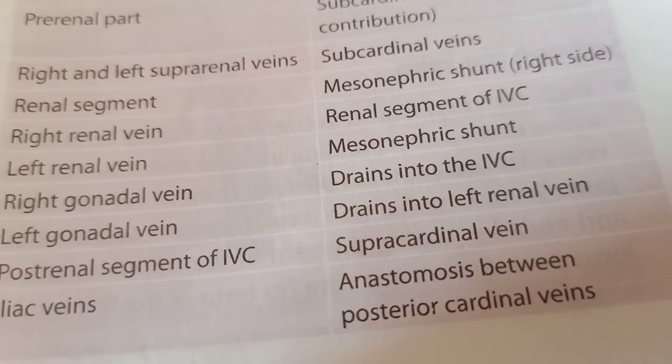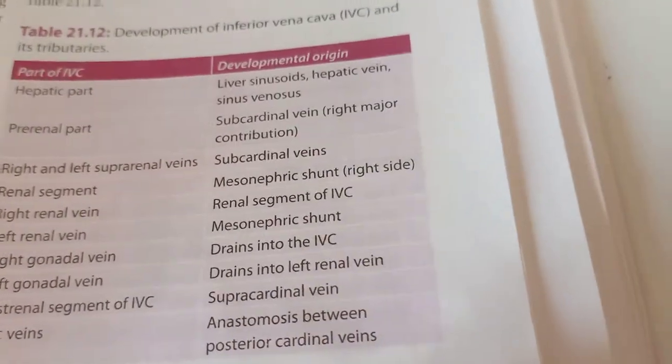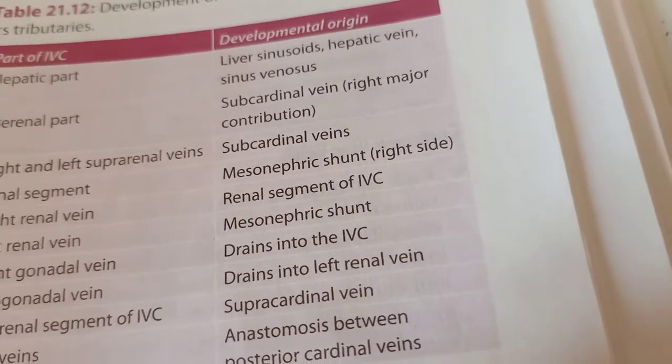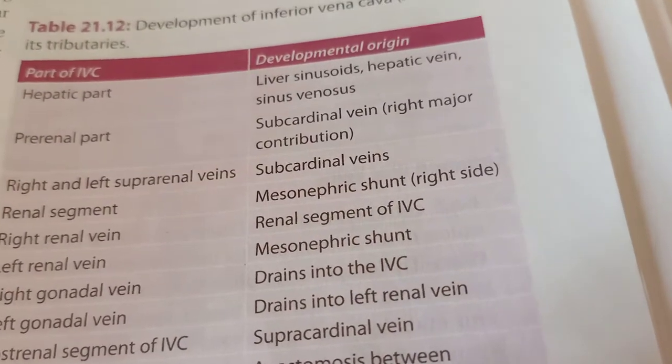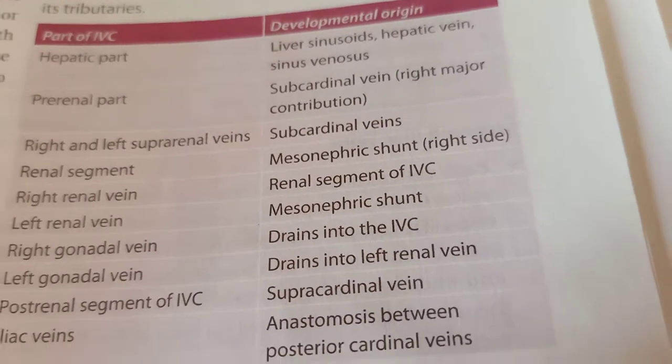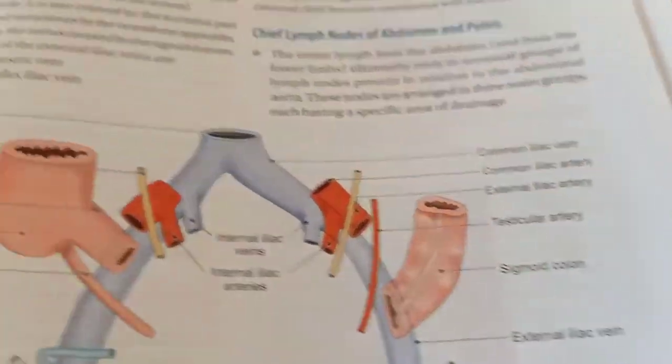And the iliac veins are an anastomosis between the posterior cardinal veins. This is the table which I will provide you in the PPT format. Just go through the table and remember it from the MCQ point of view. Now, the last topic in the IVC is its clinical application.